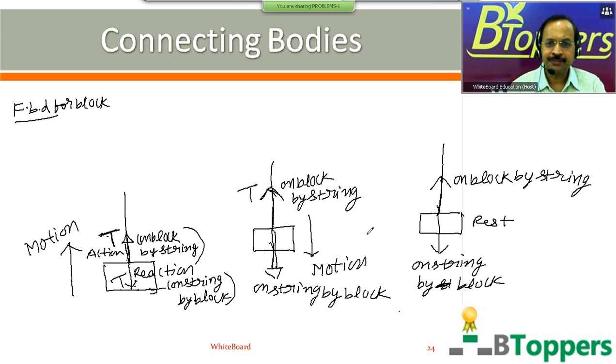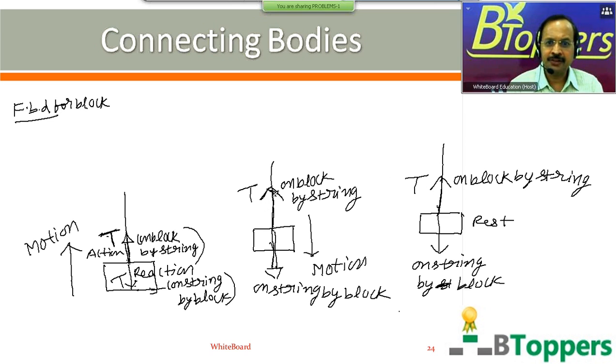So in all the three situations I have shown, whether the block suspended by the string is moving vertically upwards, moving vertically downwards, or at rest, in all three cases the force exerted on the block by the lower end of the string, we call the tensional force, acts vertically upwards along the string, directed away from the block. But when you draw the free body diagram for the block, we must show only the forces which are acting on the block. We should not indicate the forces by the block.